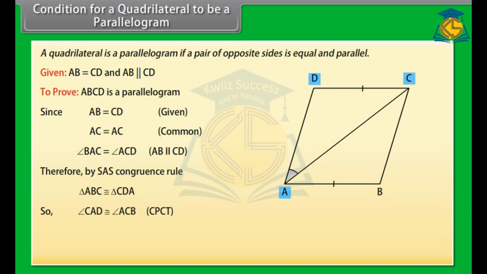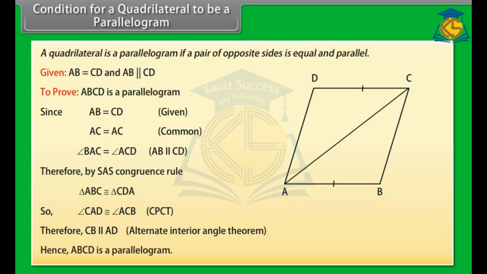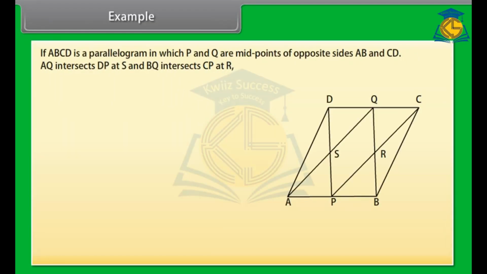So, angle CAD is congruent to angle ACB, CPCT. Therefore, CB is parallel to AD. Hence, ABCD is a parallelogram. Example: if ABCD is a parallelogram in which P and Q are midpoints of opposite sides AB and CD, AQ intersects DP at S and BQ intersects CP at R, show that DPBQ is a parallelogram.